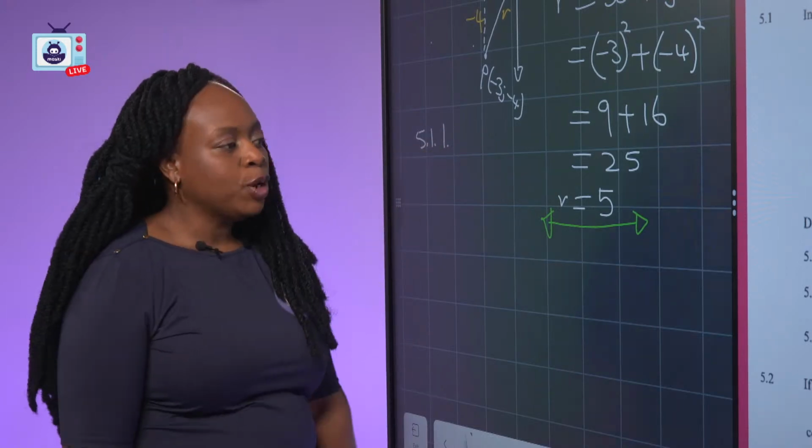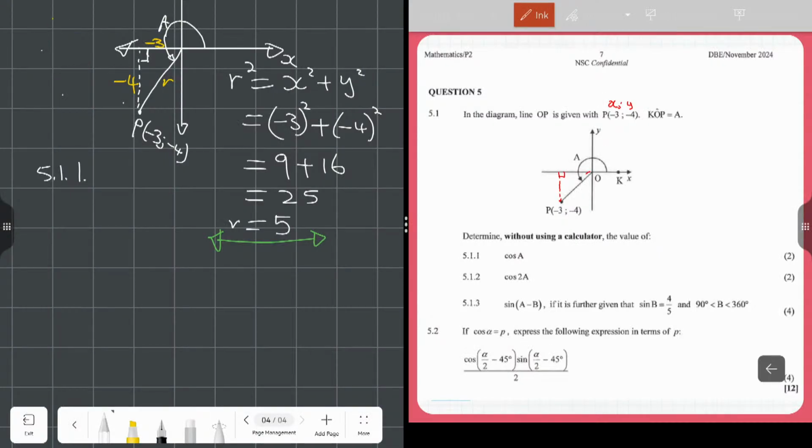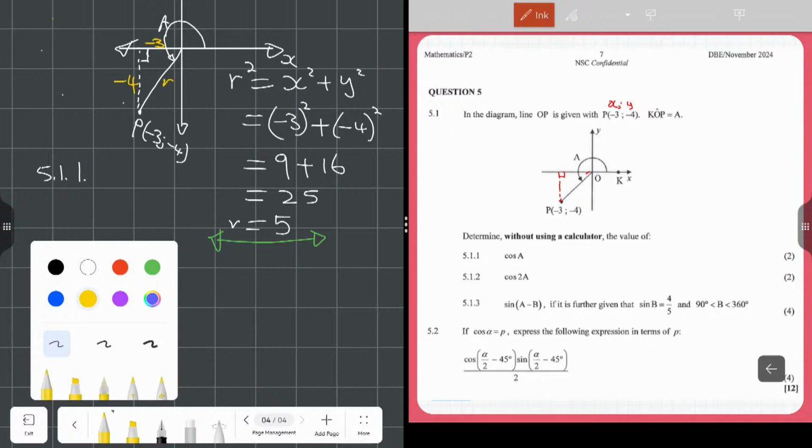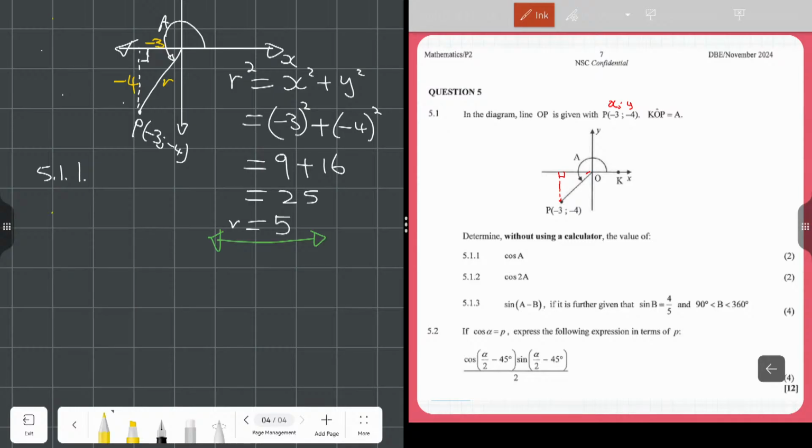5.1.1. Now we can respond to it simply because we have the value of r, the value of x, and the value of y. They said determine, without using a calculator, the value of what? Cos A, right? As I have said here, the square root normally has to have plus or minus the square root of 25. But because it's a distance, our answer will just be 5.